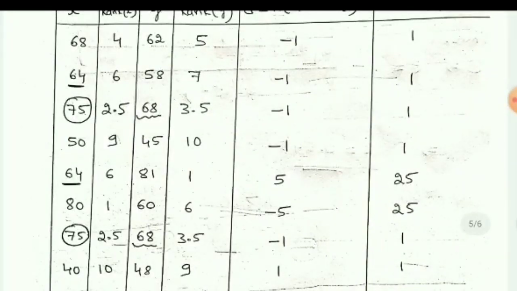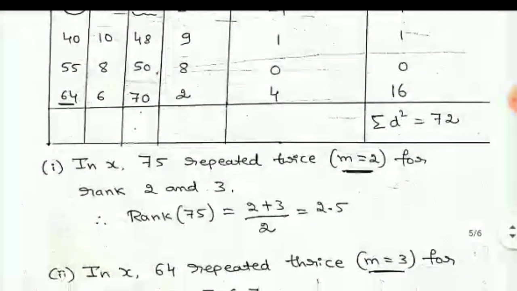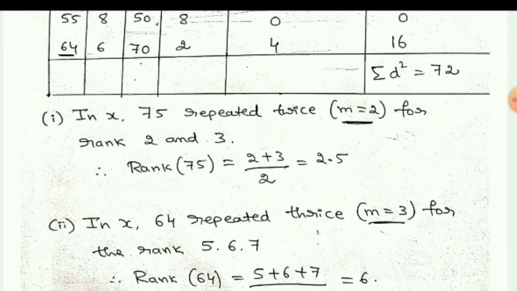Go for 8th rank. Other than 64, 55 is the highest number, rank 8. After that 50 is the number, 9th rank. Last one 40, 10th rank. Right? Here in the second case 64 is repeated thrice. So m you have to take as 3. Done, right? Now go for y.